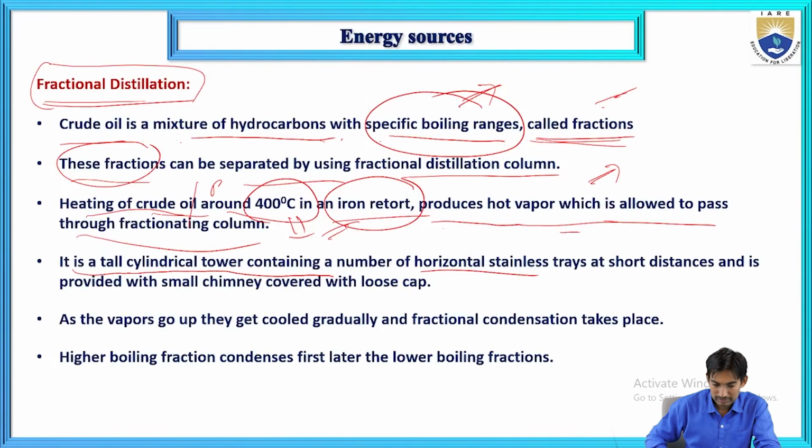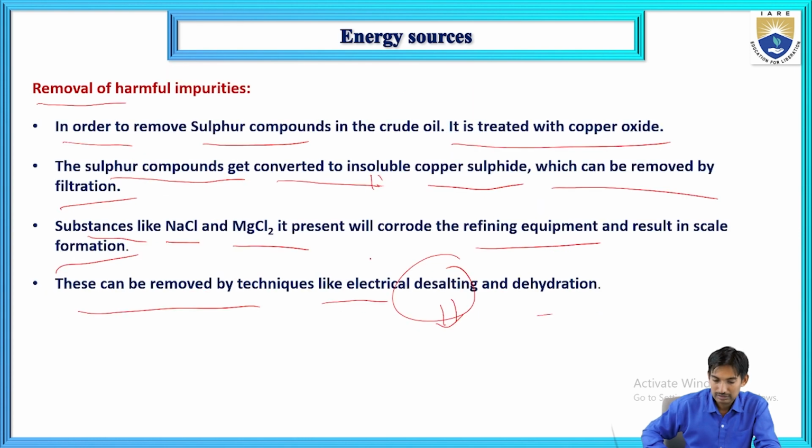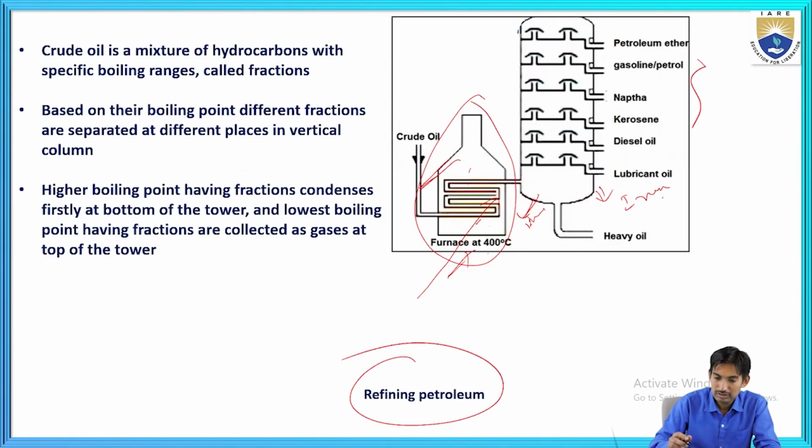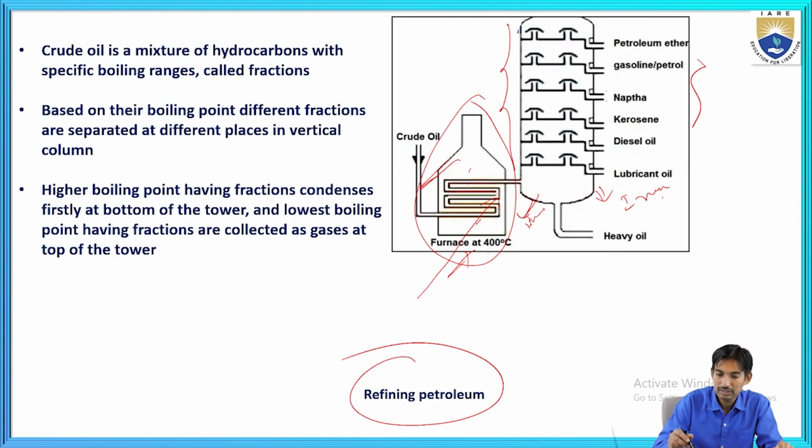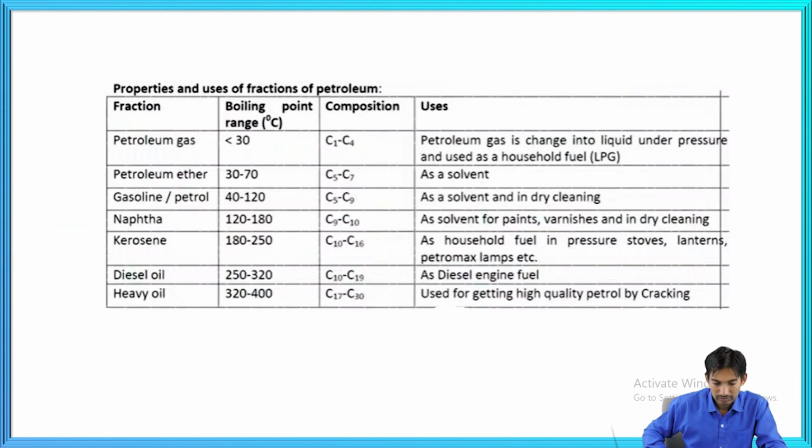See what he said? It is a tall cylindrical tower containing a number of horizontal stainless steel trays. This is a vertical tower, an iron tower. These are the horizontal trays present in this iron container.